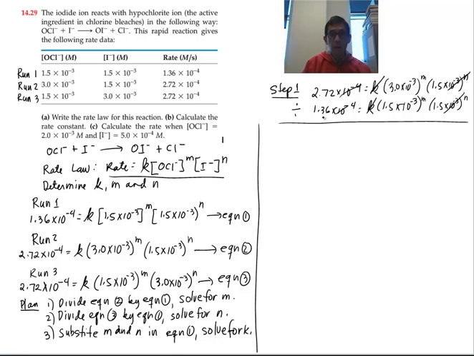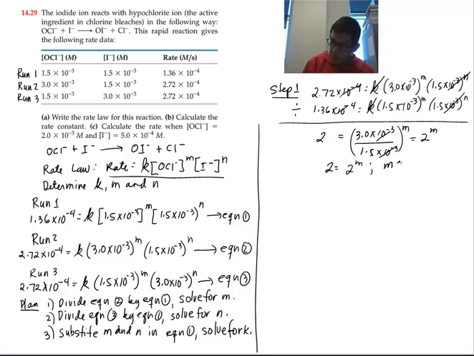2.72 divided by 1.36, that will be 2. And this is 3.0 times 10 to the negative 3 over 1.5 times 10 to the negative 3, and they are both raised to the power m. What is 3 over 1.5? That will be 2 to the m. So 2 is equal to 2 to the m. It follows that m is equal to 1.